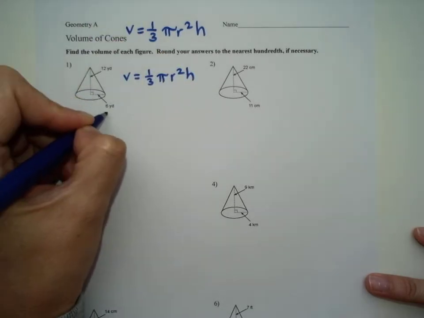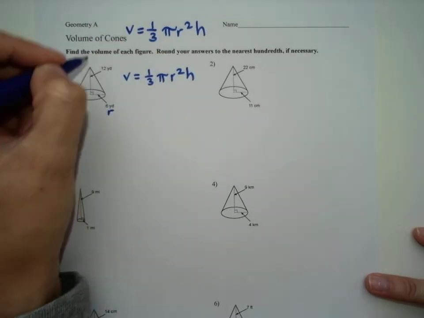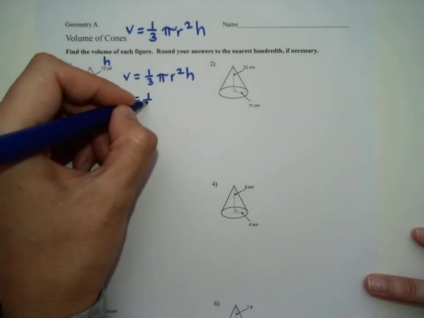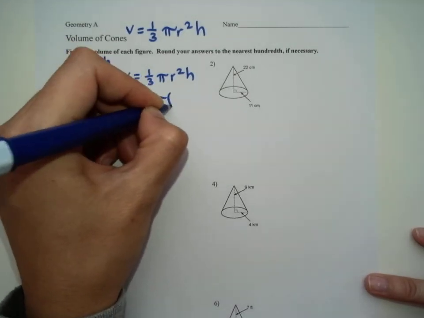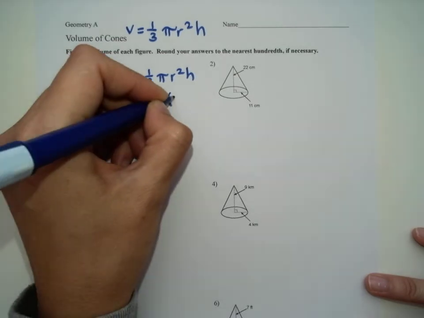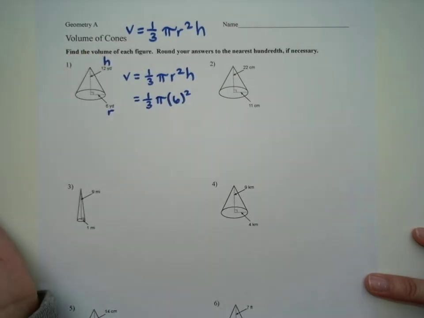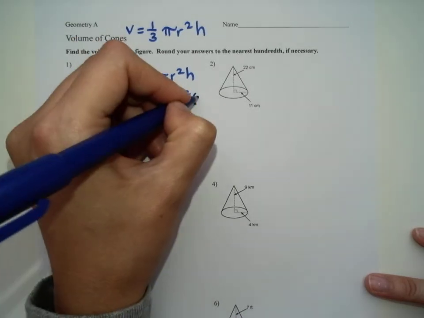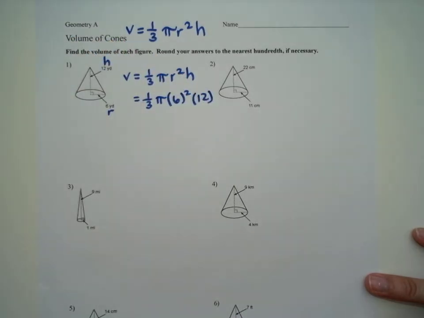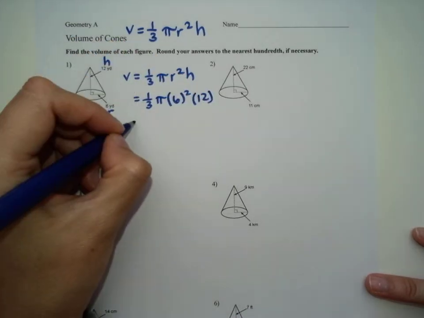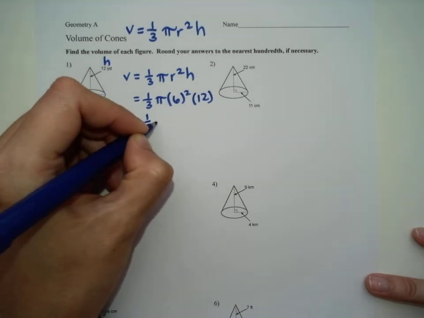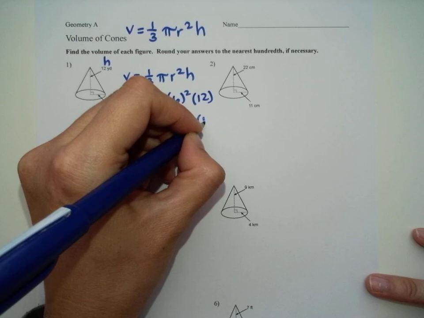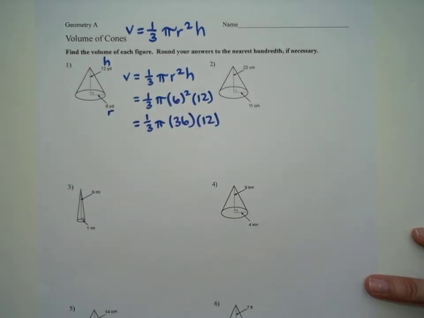So our radius is 6 yards. Our height is 12 yards. We have 1/3 pi times the radius, which is 6, and we have to square that, and then multiply that by our height, which is 12. And then we just have to simplify. 1/3 pi, 6 squared is 36, times 12.